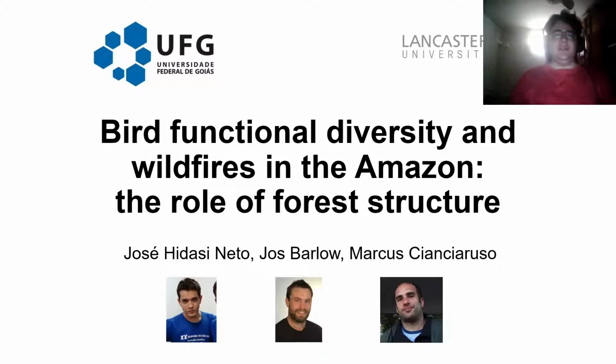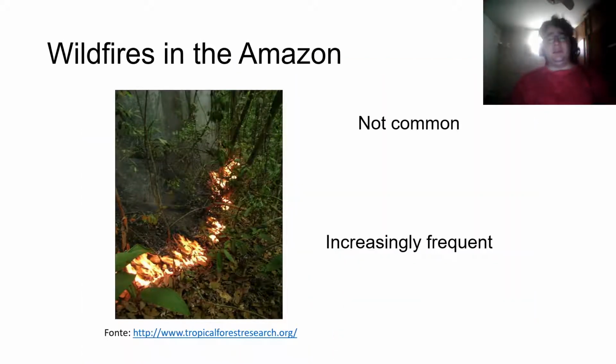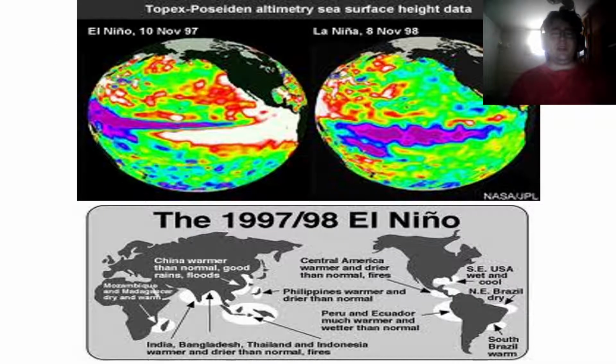So I'll present you my first paper, which is bird functional diversity and wildfires in the Amazon, the role of forest structure. It was my second scientific initiation, which I did under the supervision of Marcos Sanciaruso and Jos Barlow. So we already know that wildfires occur in nature. Wildfires are naturally occurring fires in the environment, and they are not very common in the Amazon, but they are getting increasingly frequent, especially when there's an El Nino period.